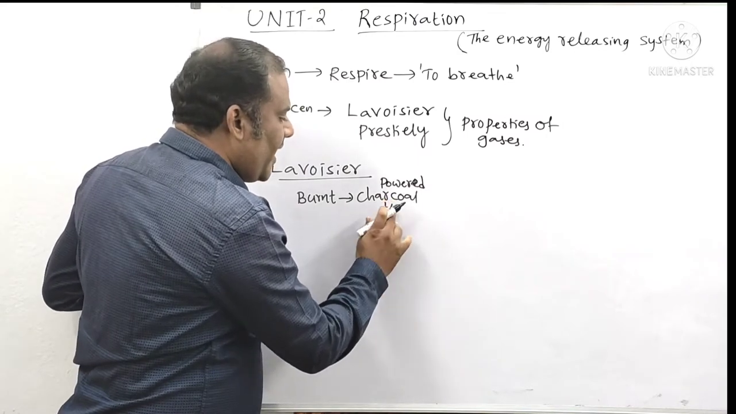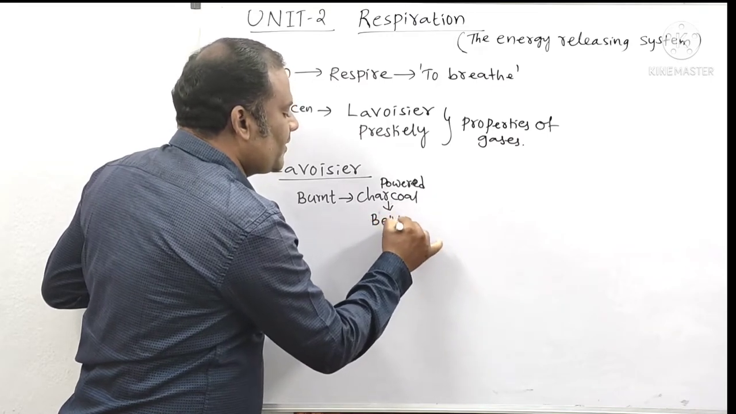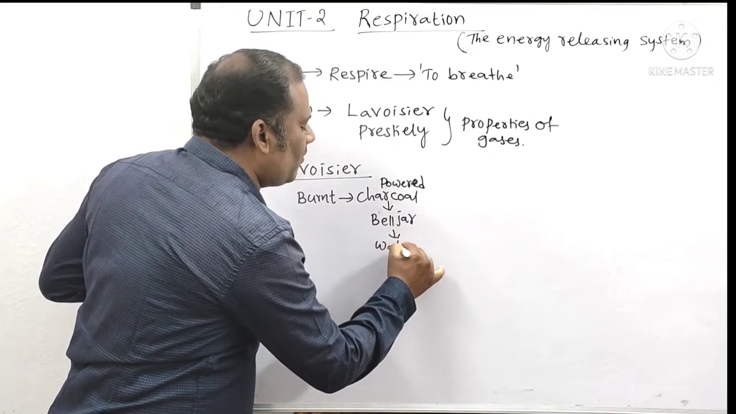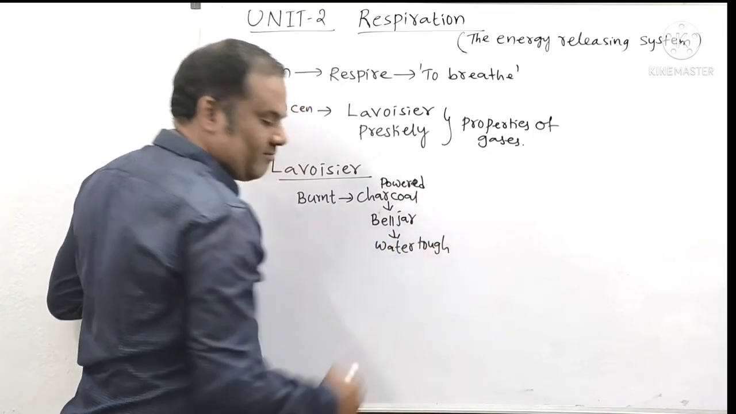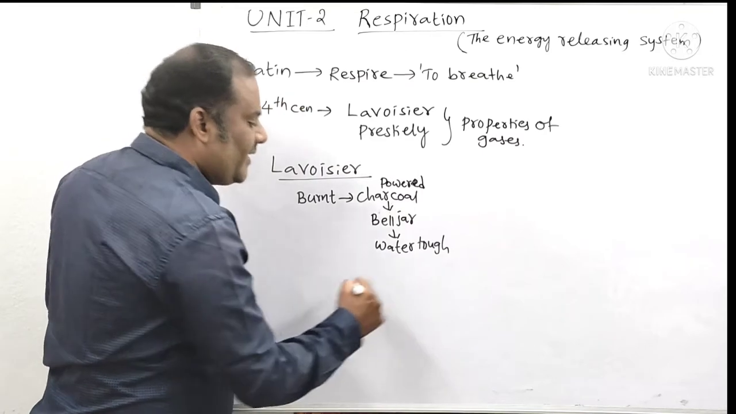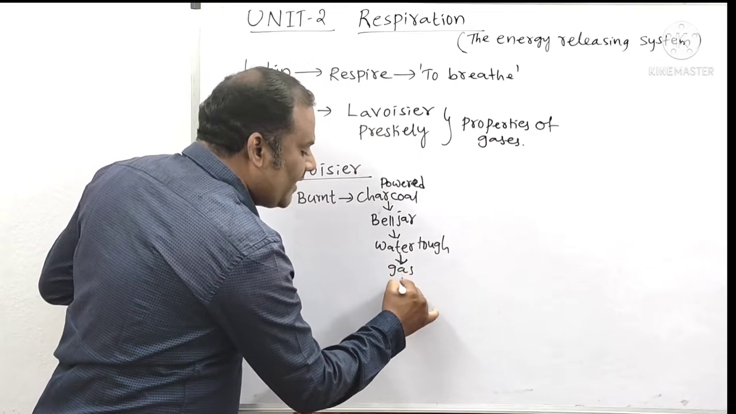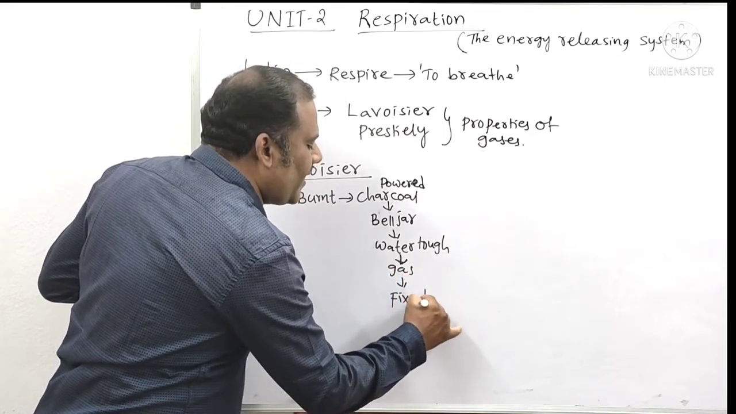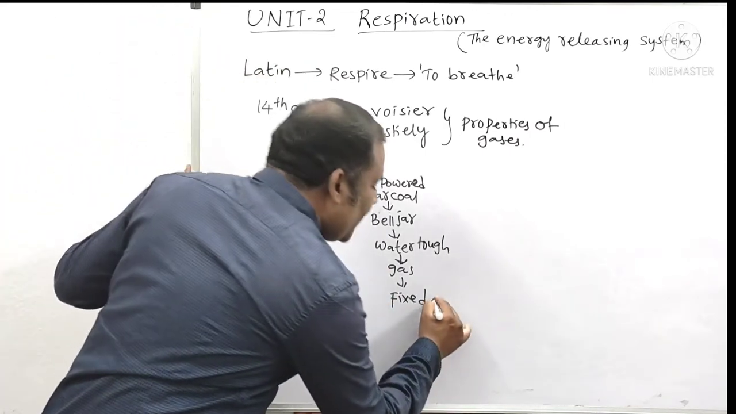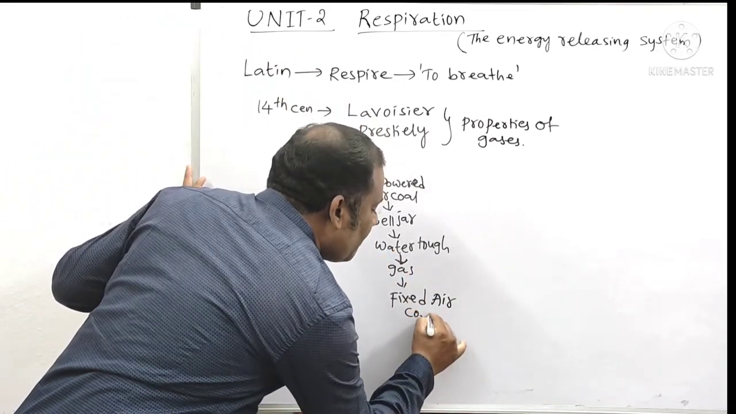He burnt the powdered charcoal. Where did he burn it? He burnt it in a bell jar. And where is this bell jar kept? This bell jar was kept under a water trough, that is, in a water vessel. And while he was burning that, at that time a gas was emitted. At that time they used to call this gas fixed air. And this fixed air was later called carbon dioxide.